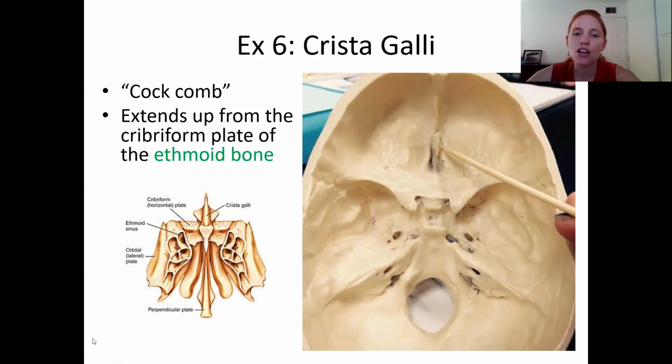Notice that the structure immediately surrounding the crista galli is a different structure. That is called the cribriform plate. In the cribriform plate, it's got a bunch of little holes. It's got some texturing in there, and that's because that's where the olfactory nerves pass through the bone to synapse with the olfactory bulb on the brain. So crista galli is just the part that sticks up. Cribriform plate is the horizontal part that surrounds that.